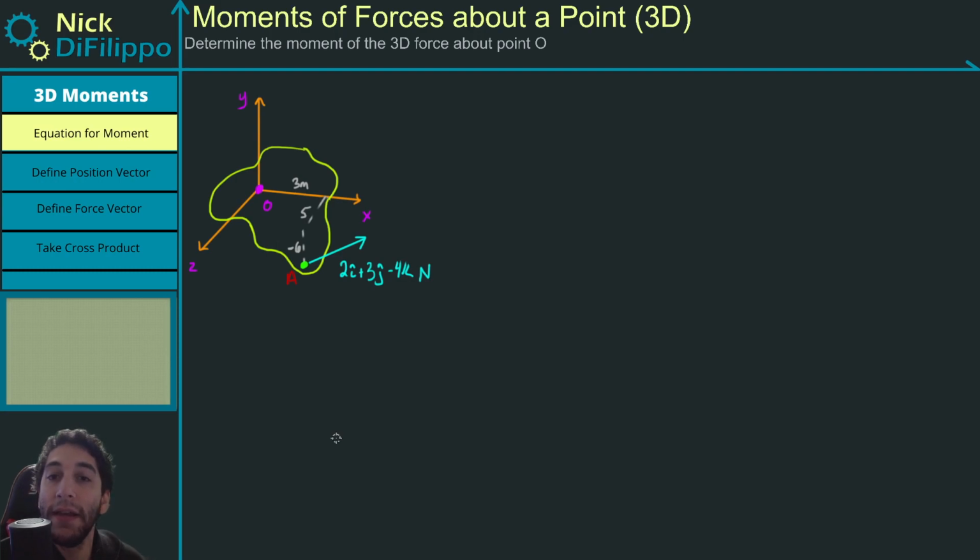In addition to finding moments that forces make about points in 2D problems, we can also use this to figure out moments that forces make about points in 3D problems. Now, in 3D problems, we need a slightly different version of the equation. We need to say the moment about some point, and I'm going to say point O, is equal to some position vector r crossed with F.